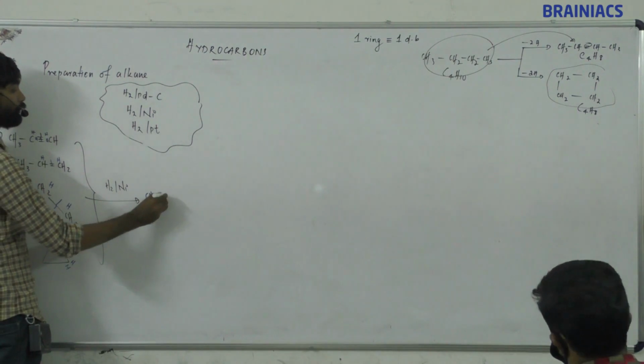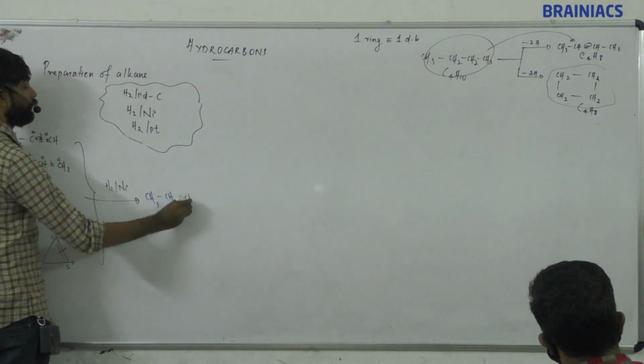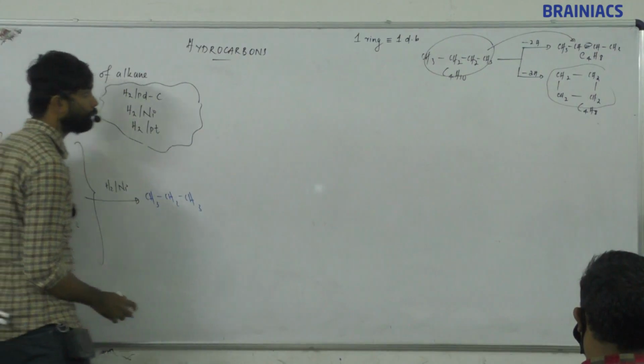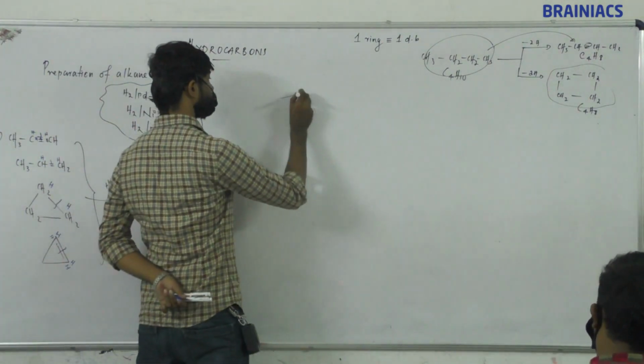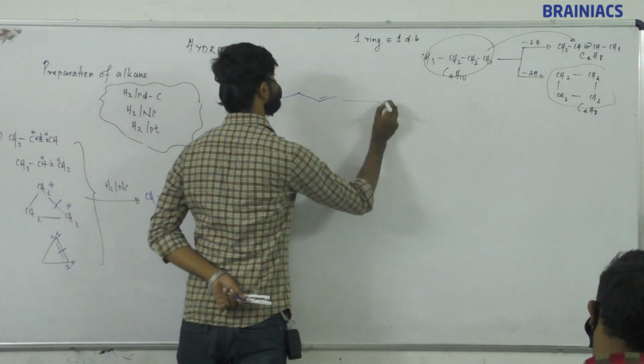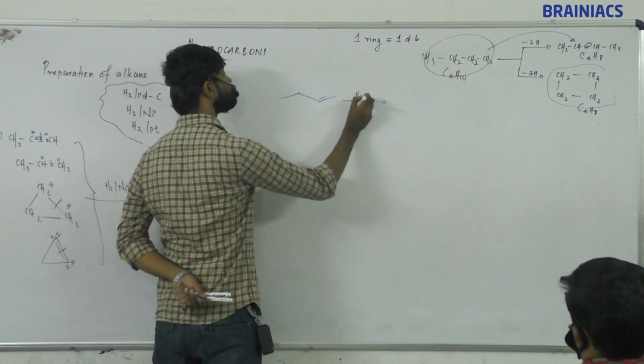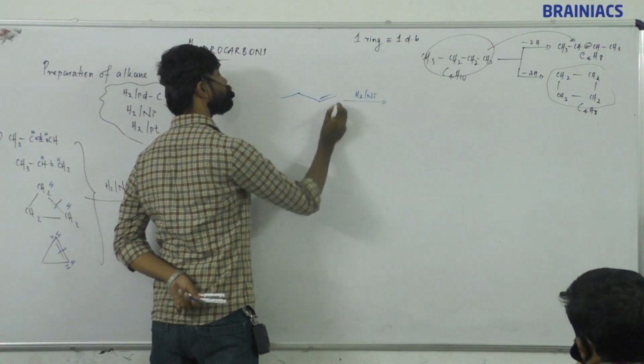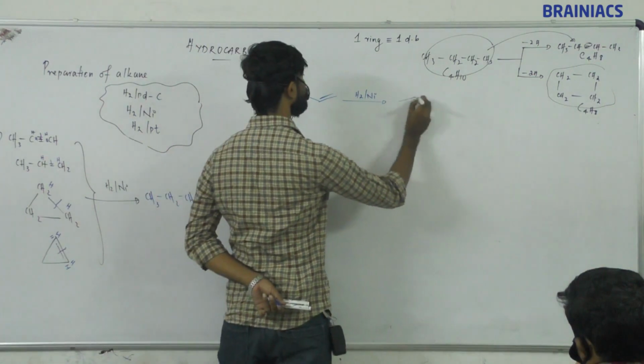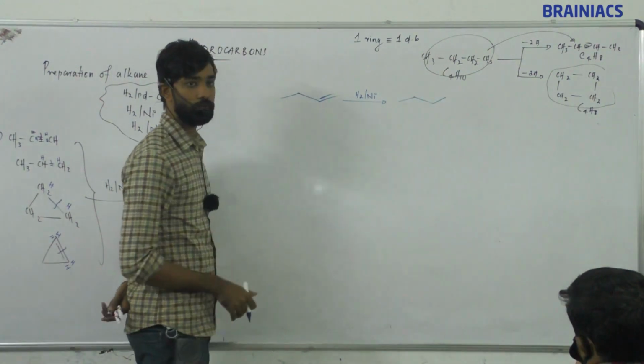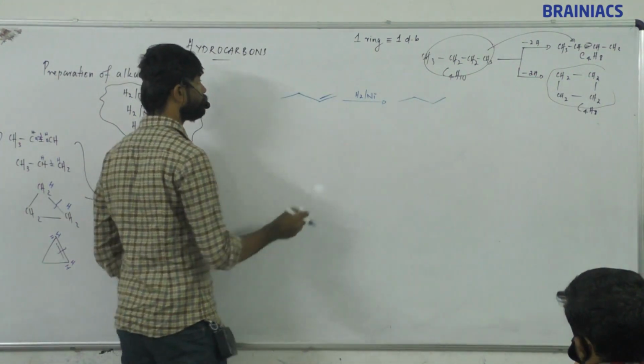So this is the first method of preparation of alkane. Ready? Listen. If this is a molecule, what will be the product? Butane. In bond line, it will be like this. Okay, fine.